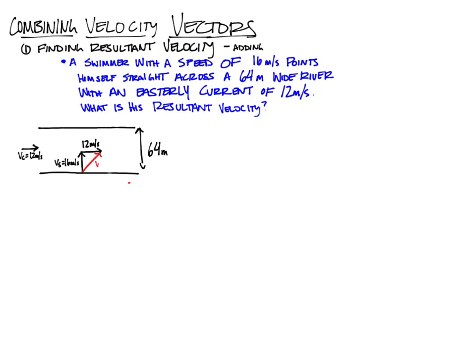So, to find the resultant velocity, we're going to do Pythagorean theorem, 12 squared plus 16 squared. When we do that, we get the resultant velocity to be 20 meters per second. But that's not my answer. That's really just the speed part. That's the magnitude. We need the direction. You need to tell me that direction. So, we want that angle.